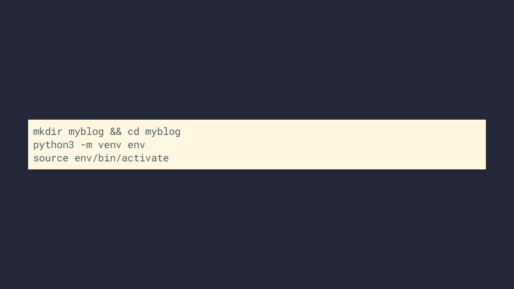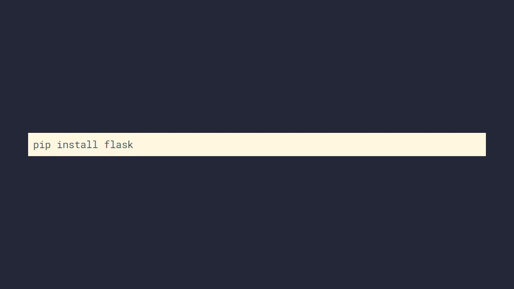First things first, let's create a project directory and set up a Python virtual environment. This keeps our project and its dependencies nicely isolated. Now that our environment is set, let's install Flask. It is a badass Python framework that will do a lot of heavy lifting for us.